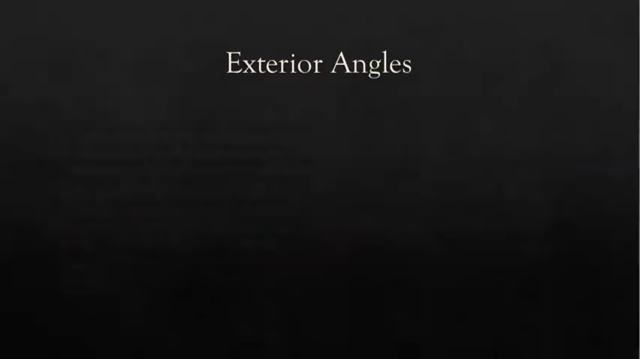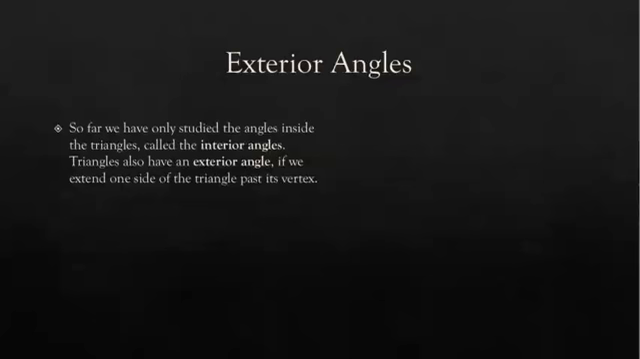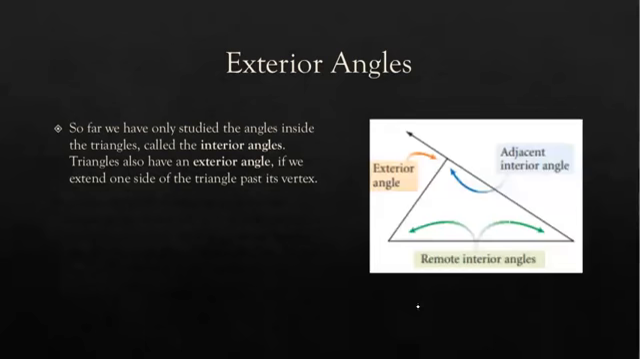So we haven't talked about exterior angles yet. We've only studied the angles inside the triangles. We call those interior angles. Triangles also have an exterior angle if we extend one side of a triangle past its vertex. So here's a triangle, and then we're extending this line out. And so that makes this exterior angle.